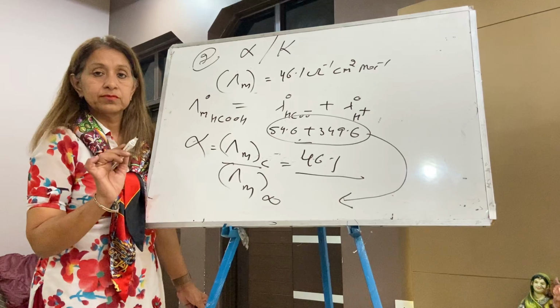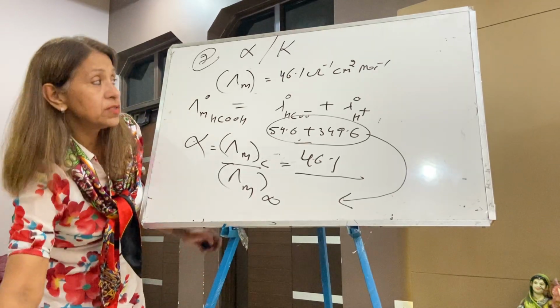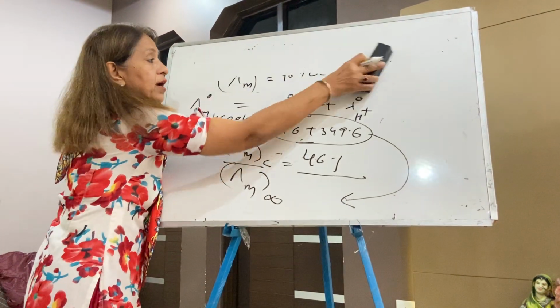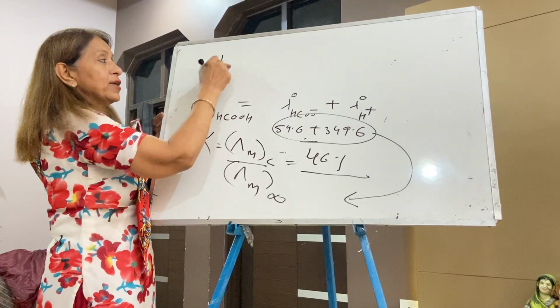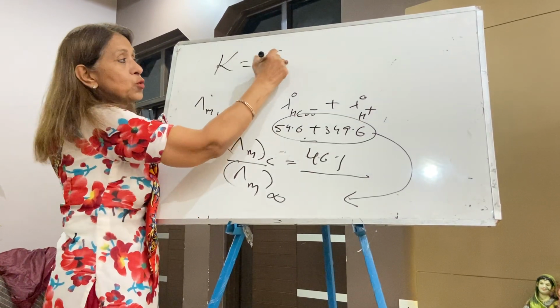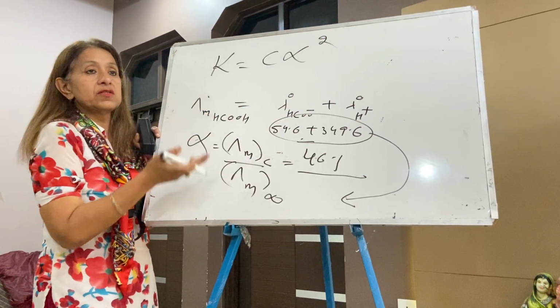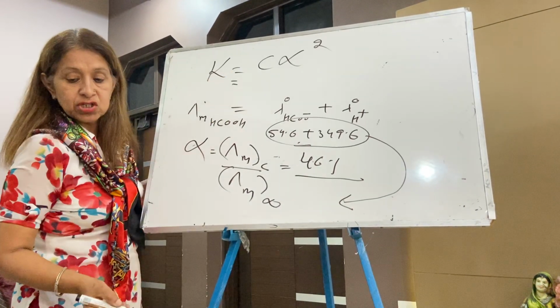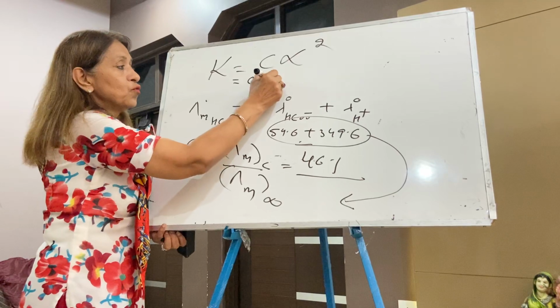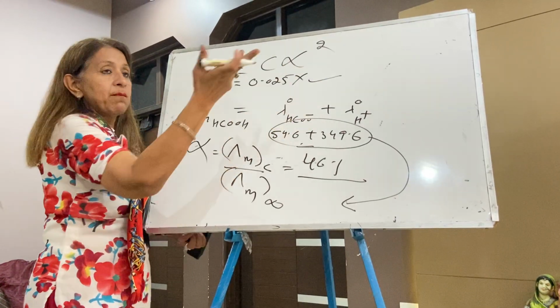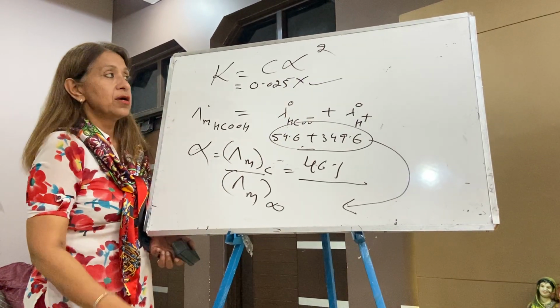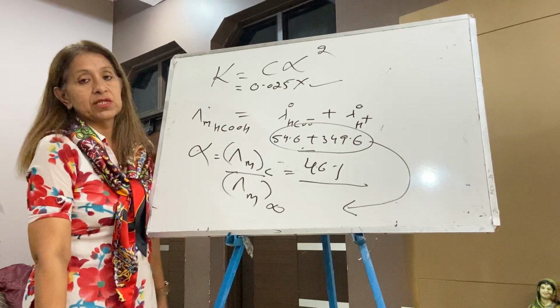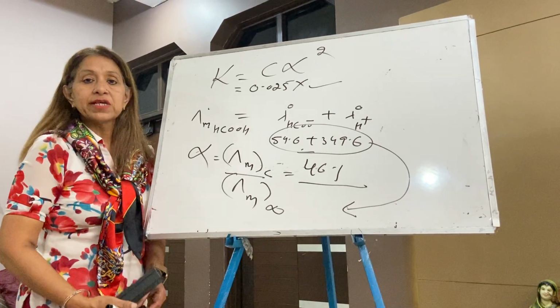Alpha formula. And how to calculate dissociation constant? This is already done in class 11th. You can do K is equal to C alpha square. This is a formula in class 11 chapter equilibrium. C is concentration, I think 0.025, and whatever alpha comes you can put here, taking the square and multiplying by the concentration, your answer will come. This is your second numerical.